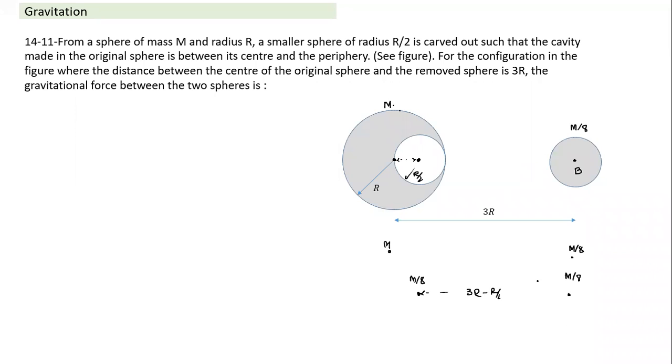I'll calculate this force. So what is the force on this? The force is due to the full sphere minus the force due to the cavity sphere. I calculate two forces and take the difference of the two. That's the approach to solve here. Center of mass is not necessary.